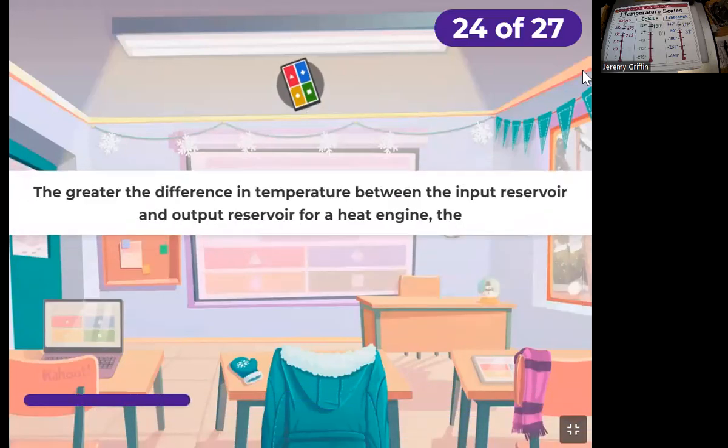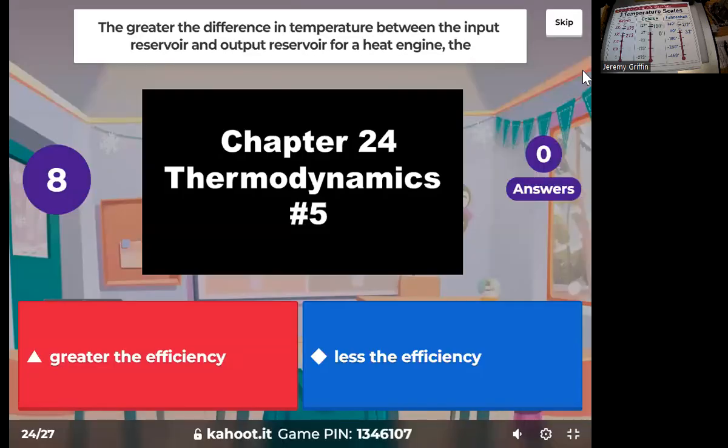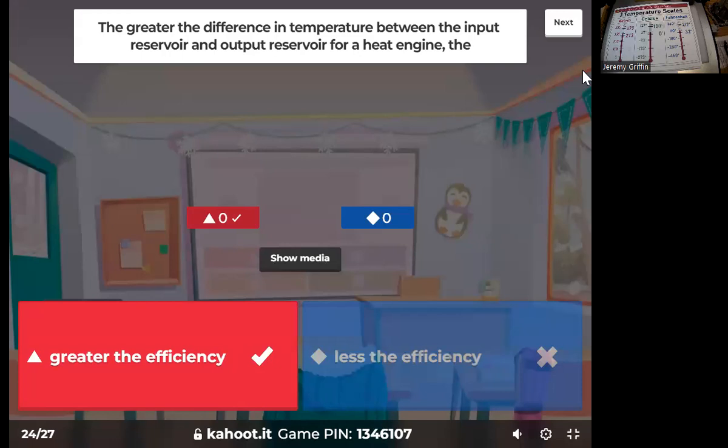The greater difference in temperature between input and output reservoir. Ooh, for a heat engine. Hey, remember that Stirling engine? Seep some water through the Stirling engine on it. What's the efficiency? Okay, so there would be a greater efficiency for greater temperature difference.